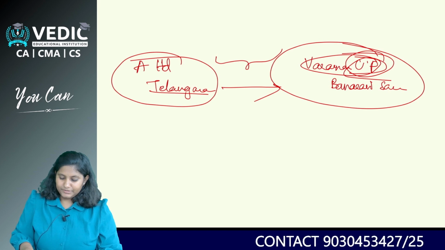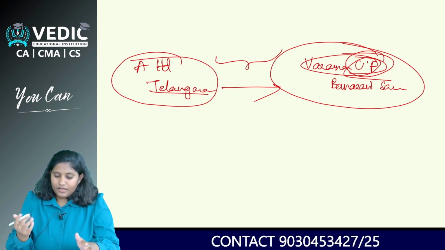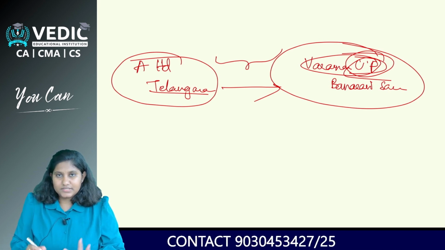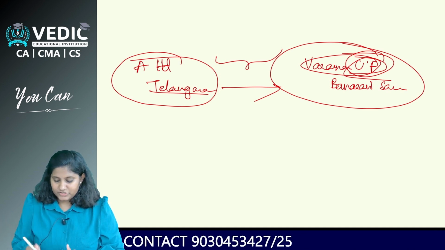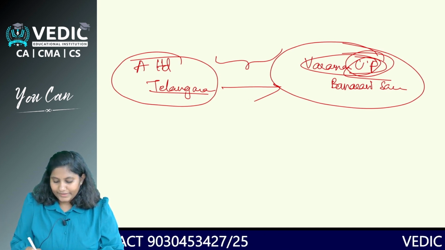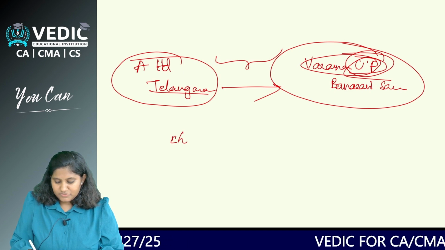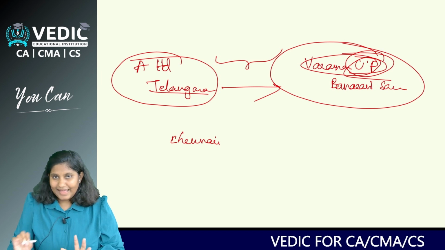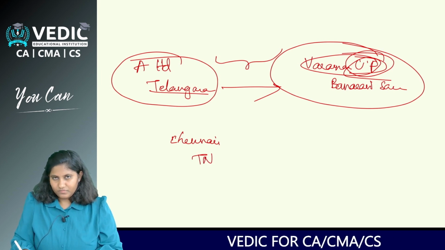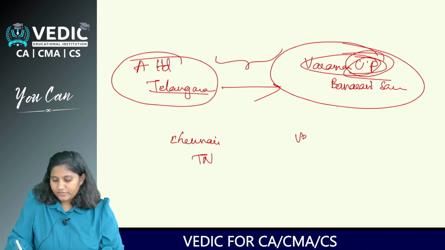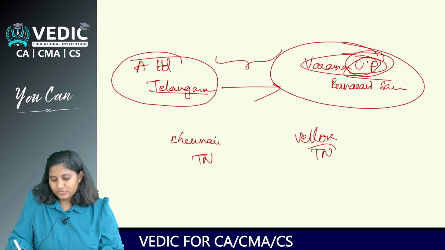Now take one more example. Suppose I have a steel products manufacturing industry. I have one factory in Chennai, Tamil Nadu. The same, I have one more factory in Vellore, also in Tamil Nadu.